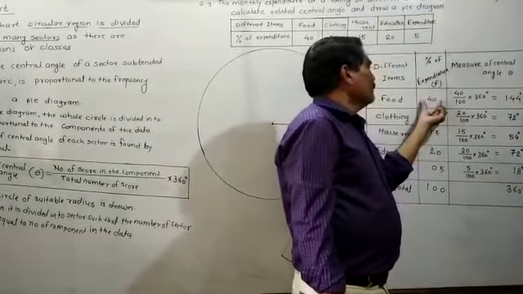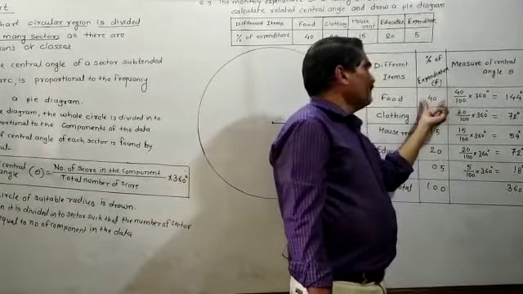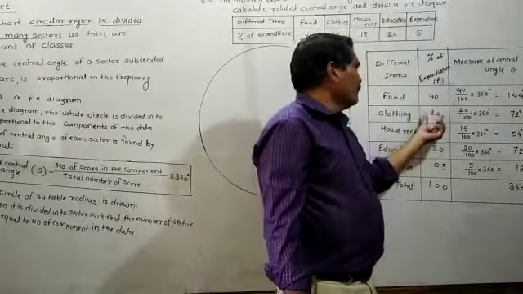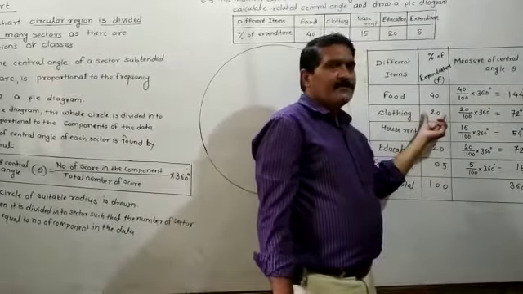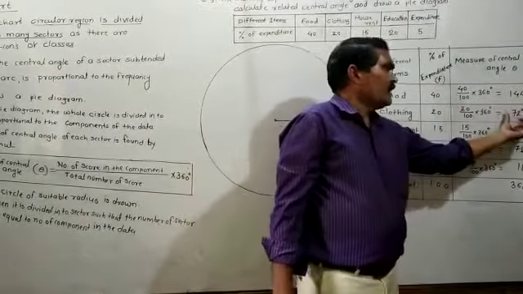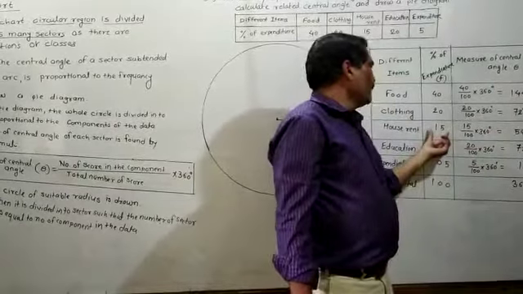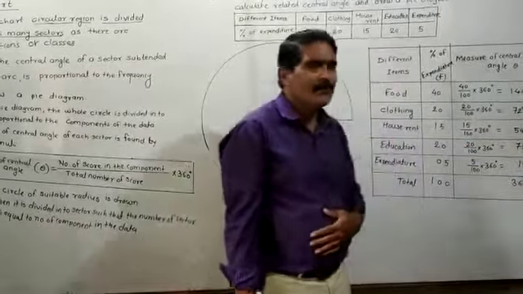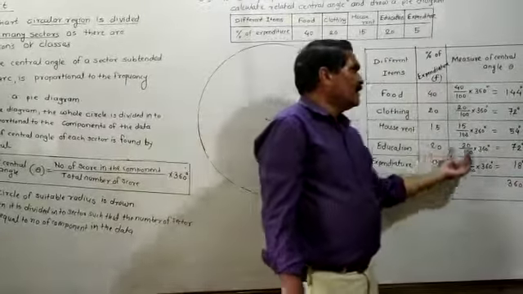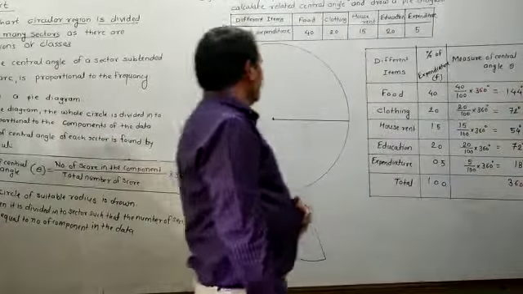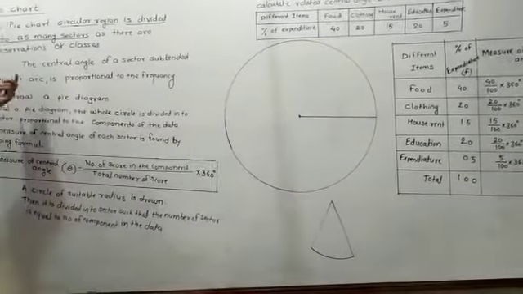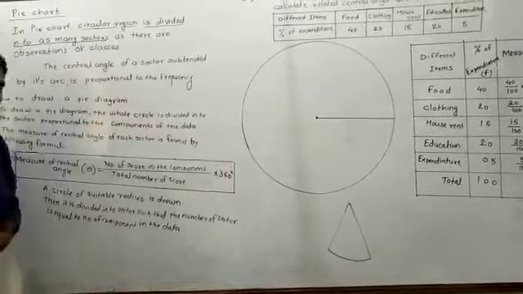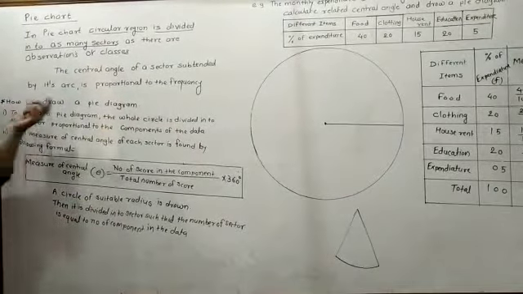If in the food they spend 40%, at that time the central angle will come 144. If in the clothing they spend 20%, at that time the central angle will come 72. If they spend 15% for the house rent, at that time the central angle will come 54. Means according to the frequency, the central angle will change. So you have to say that the central angle of the sector subtended by its arc is proportional to the frequency. Then how do you draw the pie chart?